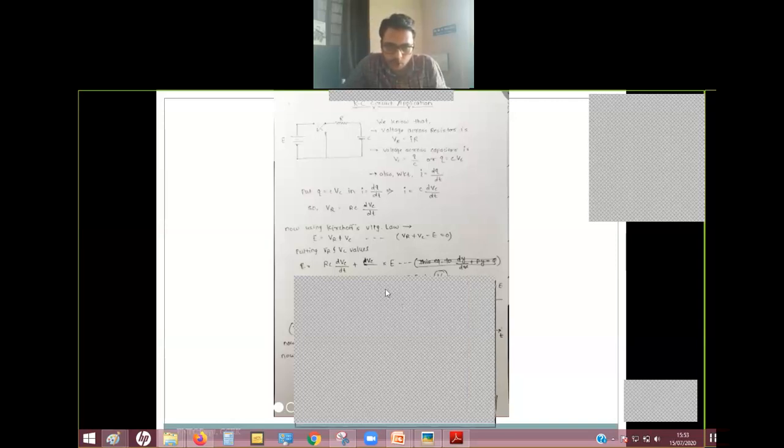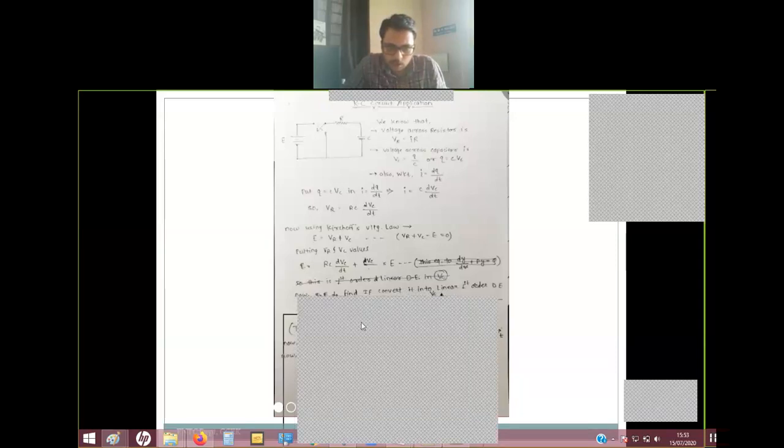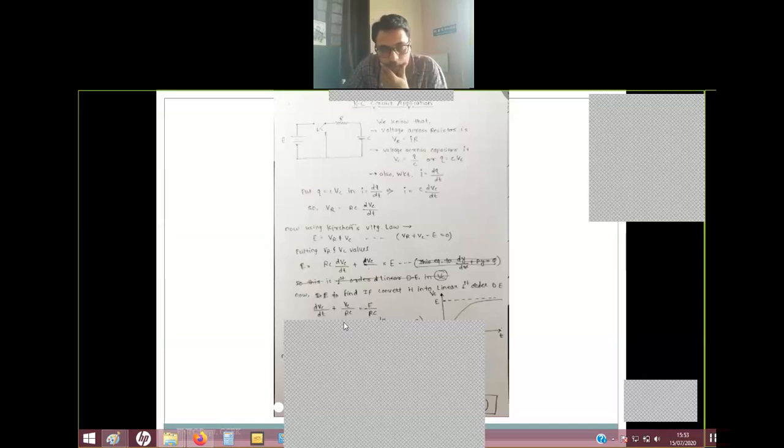For your sake I will show you the equation. dVc by dt plus Vc by RC equal to E by RC. Now, do you agree with my statement that this is a linear differential equation in Vc? This is a linear differential equation in Vc. Please confirm. Yes, correct. And if you agree, then you have to find the general solution. In the next lecture, I will ask you what the general solution is.